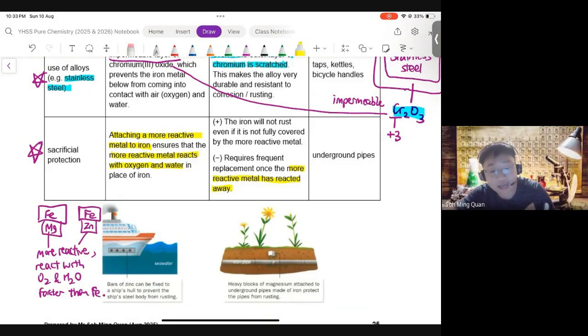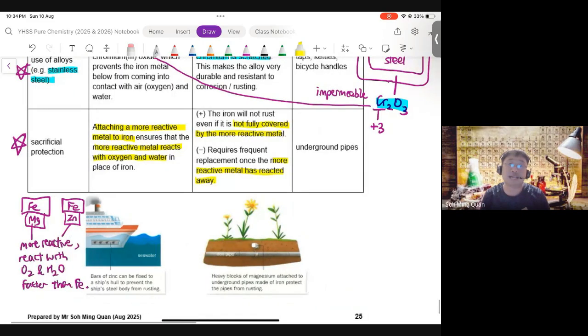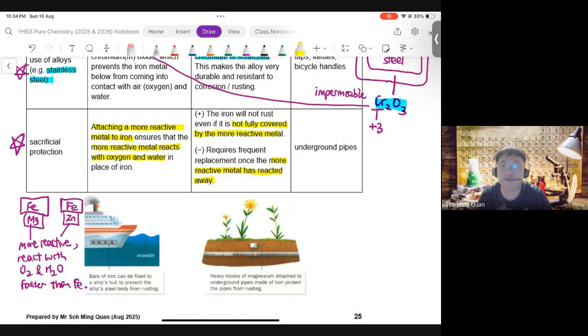The idea is I don't need to fully cover with the magnesium. Even if the magnesium covers just a small bit of the iron, it will be able to protect the iron from rusting. All right? Can? So that is the idea of sacrificial protection. So if I attach a more reactive metal to iron, then I will be able to protect the iron by sacrificing the more reactive metal.